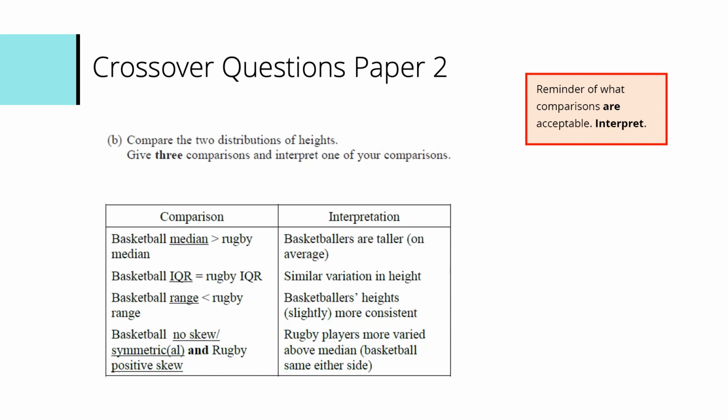And then a few were making errors, including confusing the positive and negative skew, saying that basketball had a symmetrical skew, which wasn't allowed. A few students did say they've got the negative skew, which was acceptable when considering the whiskers. Too many students were comparing the lower quartile and getting the full marks on that question for that.